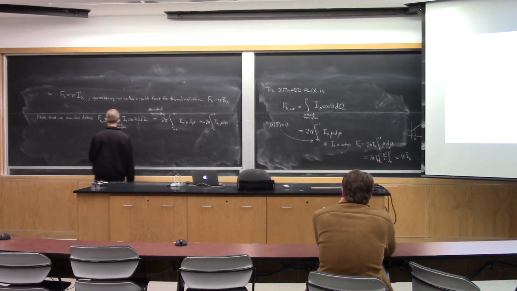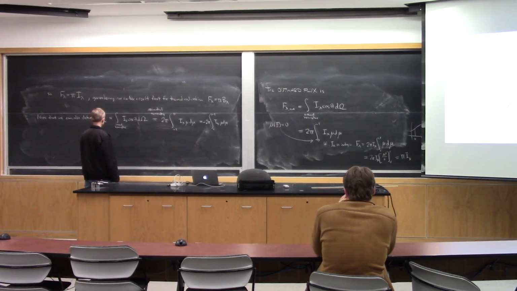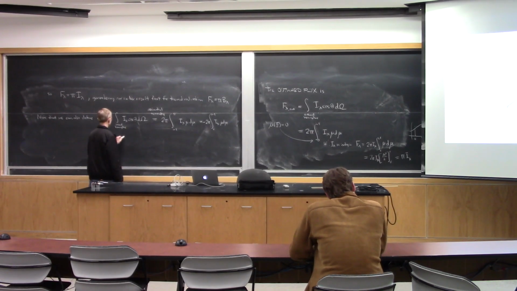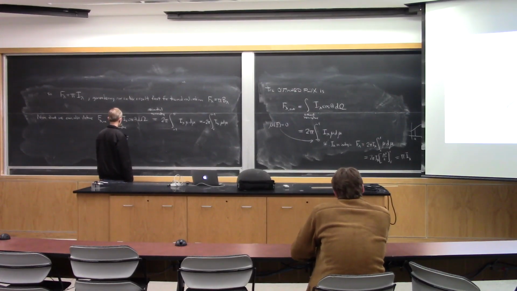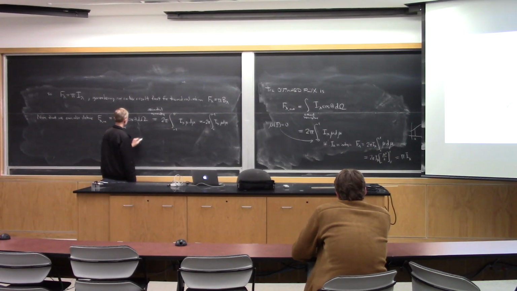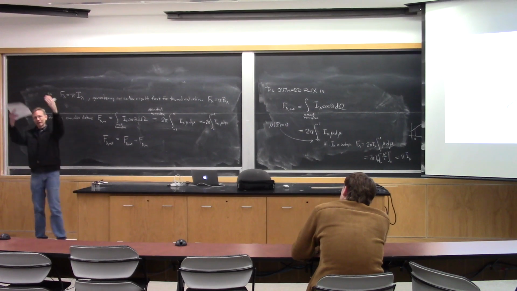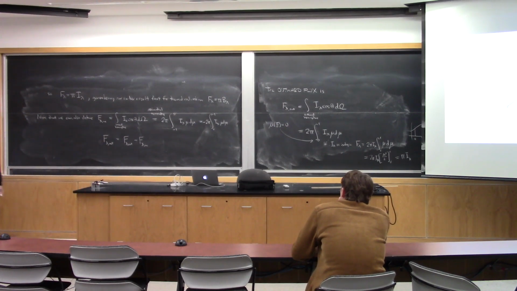Bottom line is the net outward flux will be F lambda out minus F lambda in. How much is flowing out minus how much is flowing in is the net amount flowing out.